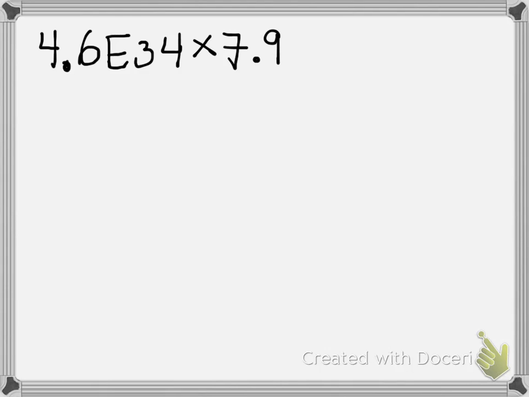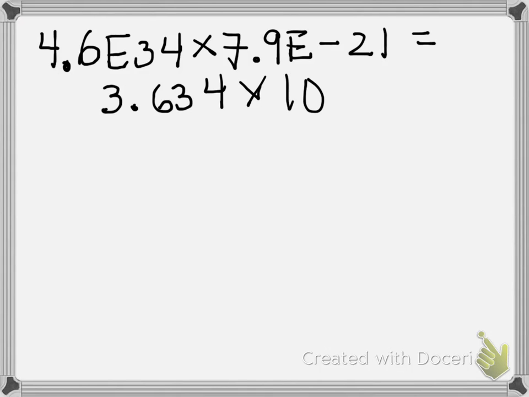So number 11, letter A, you would put into your calculator 4.6 E34 times 7.9 E negative 21. When you put that in your calculator that way, you should get an answer of 3.634 times 10 to the 14th power.